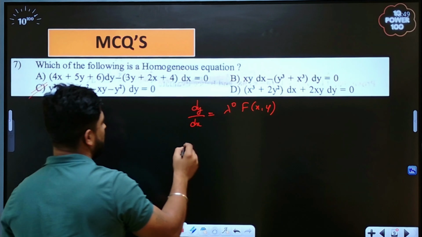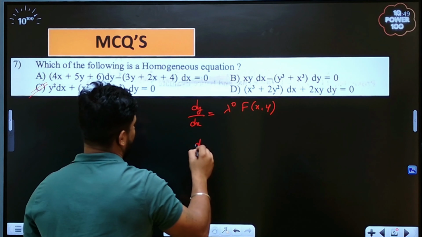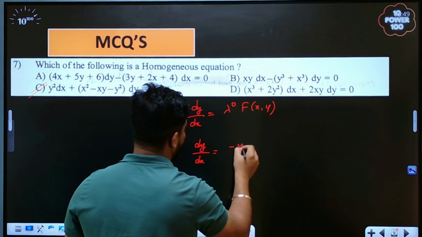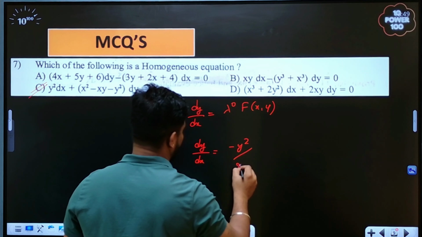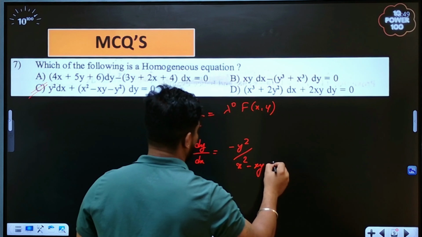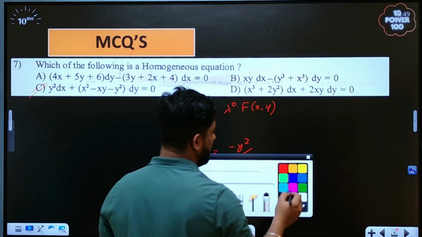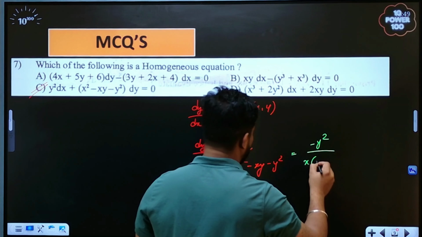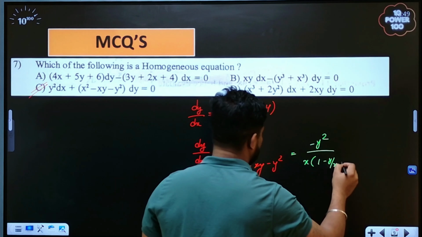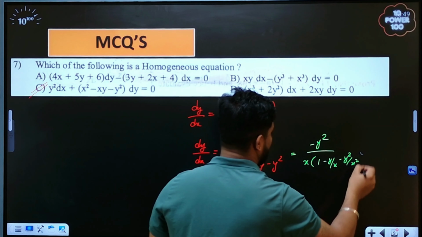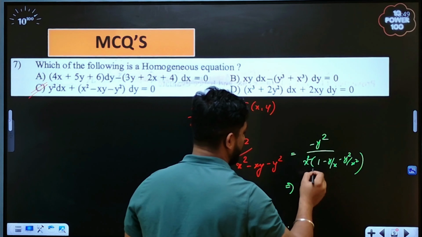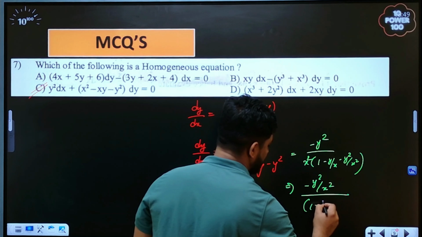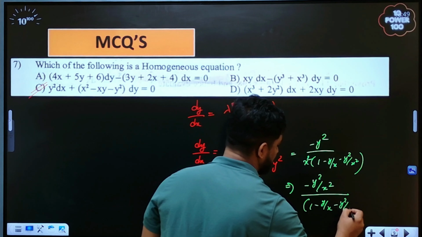Why? Because if I solve this for dy by dx, we get minus y square divided by x square minus xy minus y square. Now in the denominator I'll take x square common, so if I take it common, we get 1 minus y by x minus y square by x square. And if I take this x square to the numerator, we get y square by x square divided by 1 minus y by x minus y square by x square.